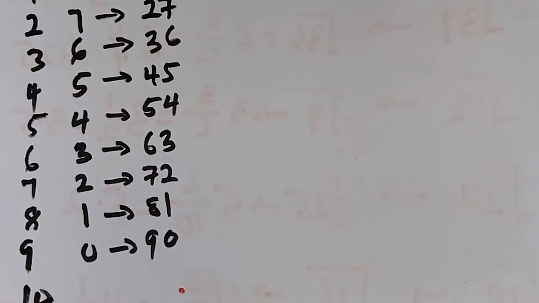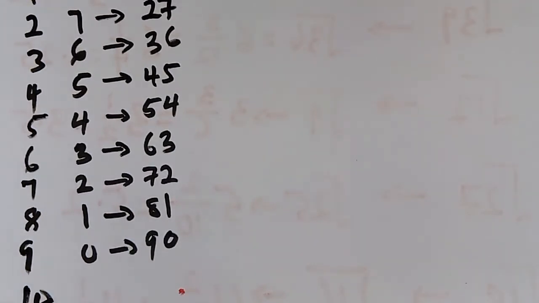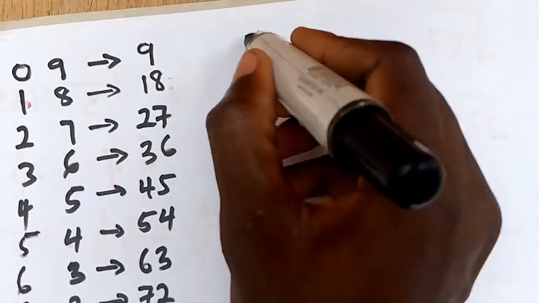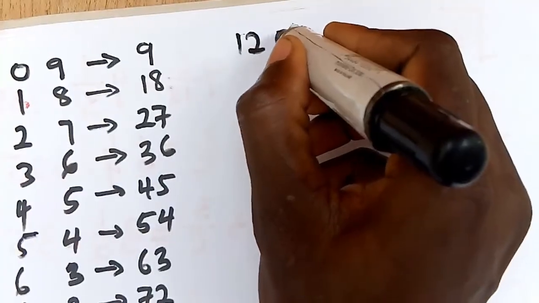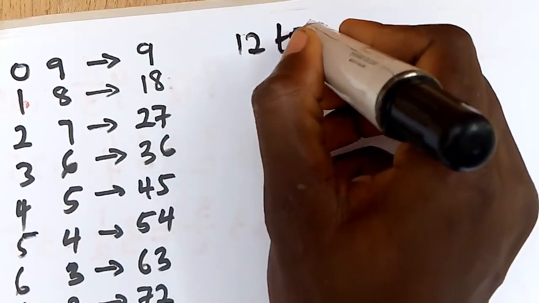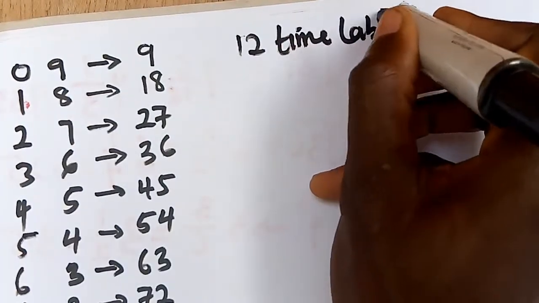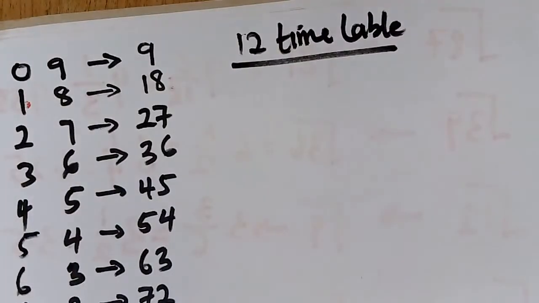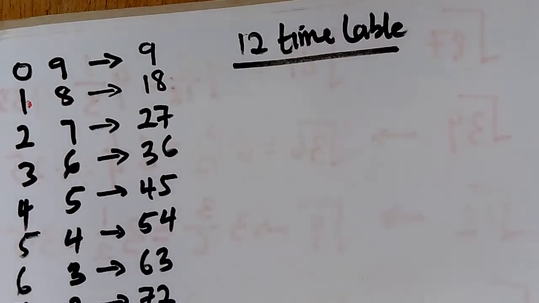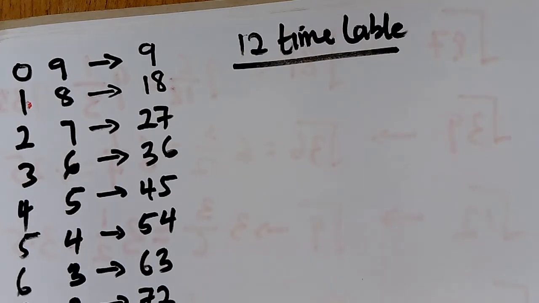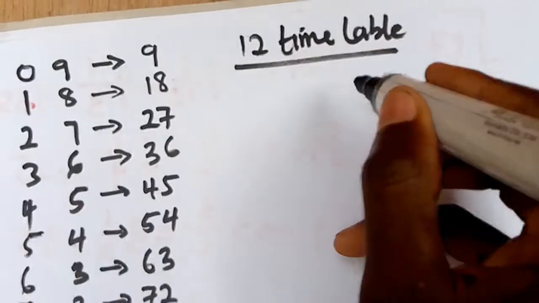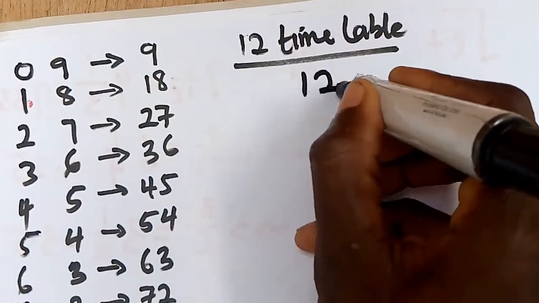Okay, let's move on to 12 by 12. Let's see how we can get it. You want to find the multiplication table for 12. Very easy. If you want to find a multiplication table for 12 by 1, 12 by 2, 12 by 3, up to 12 by 10, what do we do? Let's write a 12 here.